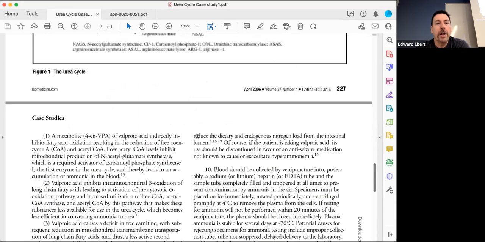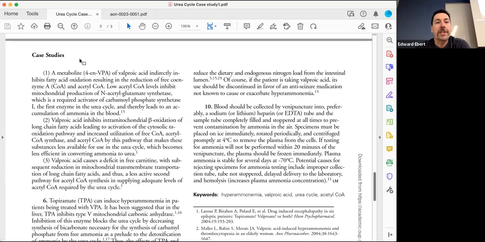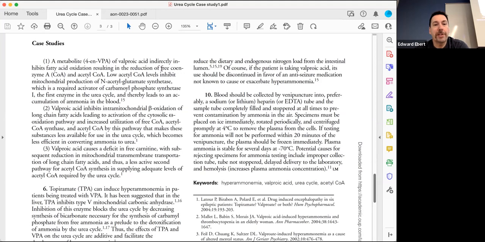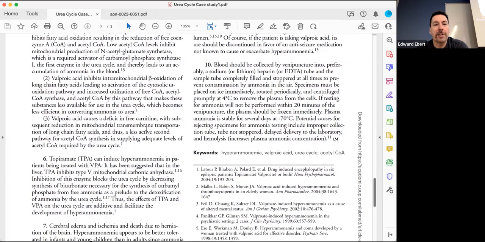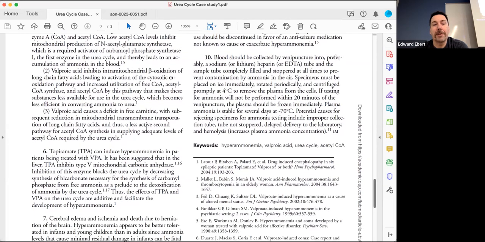So we see this metabolite of valproic acid that is elevated in there. And this can reduce the free coenzyme A and the acetyl-CoA, right? Valproic acid could inhibit the intermolecular beta oxidation of long-chain fatty acids, and it can cause a deficit in free carnitine, okay?